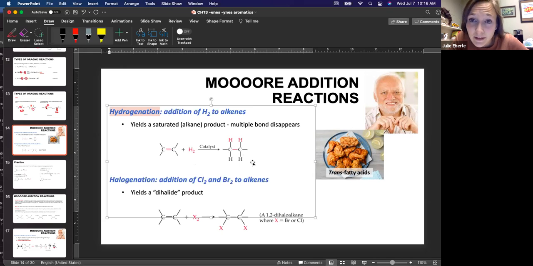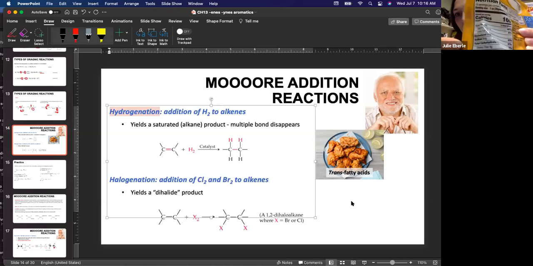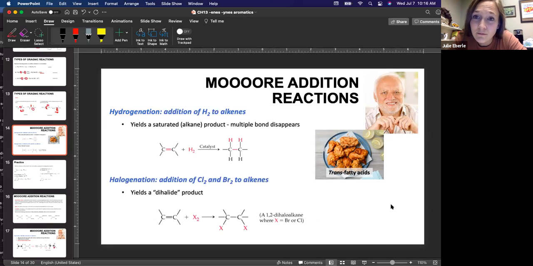what we can end up with is trans fatty acids, and that's been associated with a high risk of heart disease. So if you look at the nutrition label on your food, you want to see zero trans fat. Can you all see that? Zero trans fat. That's what you want to see. But that's the kind of fat used in a lot of fried food, unfortunately. So that's hydrogenation. It yields a saturated alkane product and the multiple bond disappears.